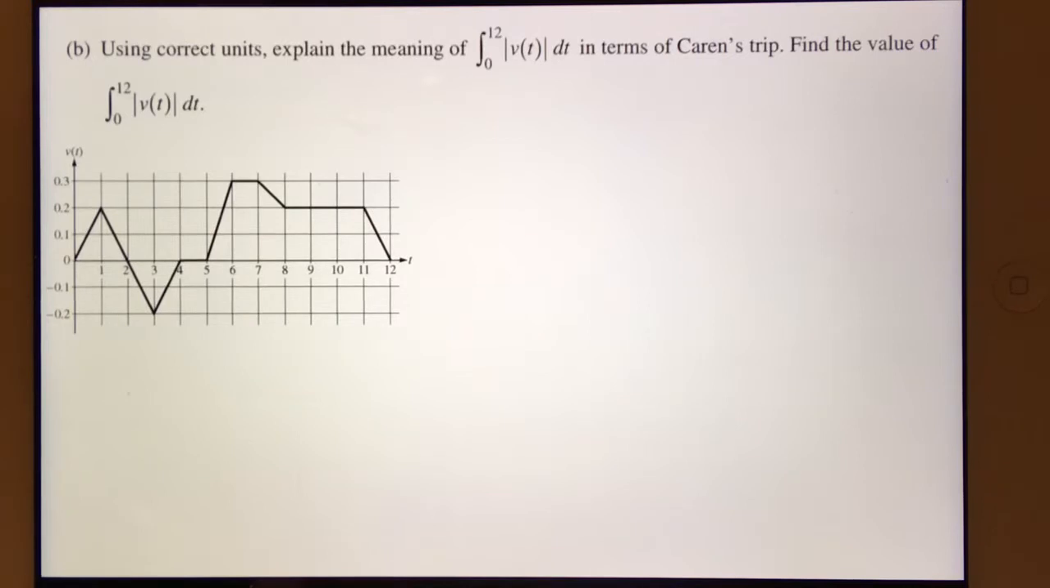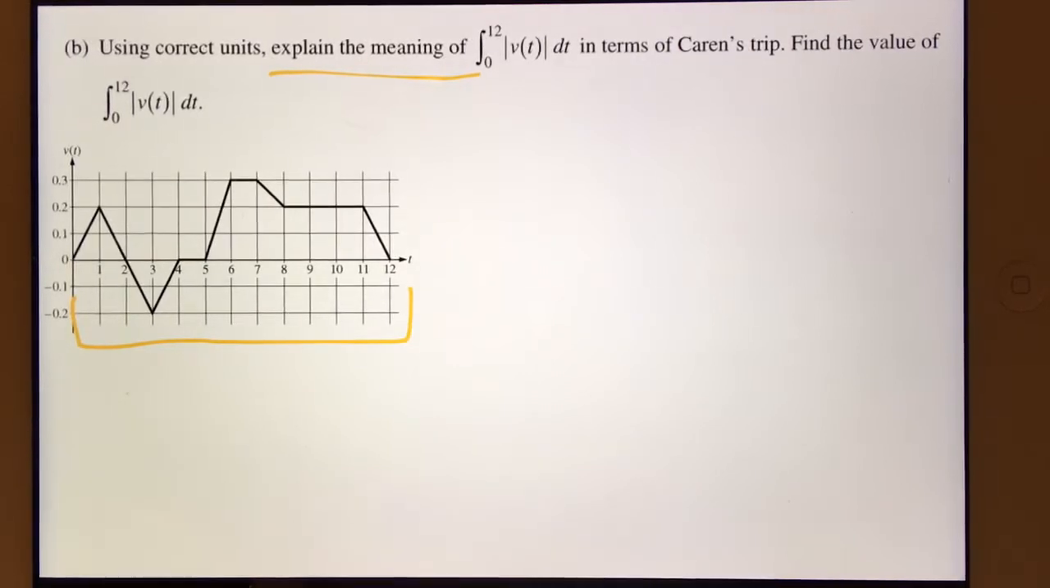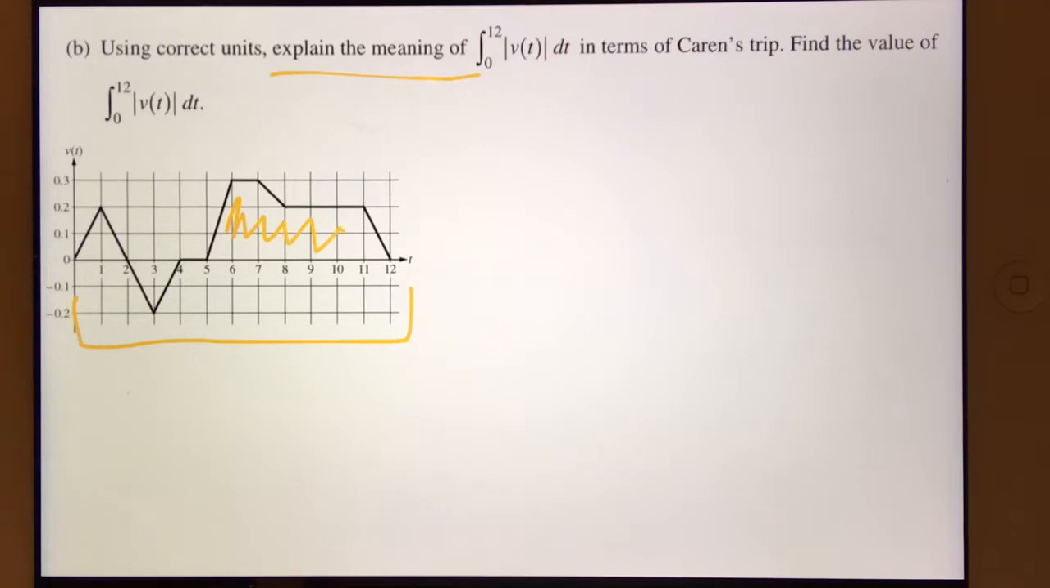B. Using correct units, explain the meaning of the integral from 0 to 12 of the absolute value of v(t) dt in terms of Karen's trip. Find the value of the integral from 0 to 12 of the absolute value of v(t) dt. So we'll start with the first part. The meaning. What does this mean? Well, when we see this, 0 to 12, that's the time it took. That's this area. And the integral is the area underneath our curve, or closest to the x-axis.